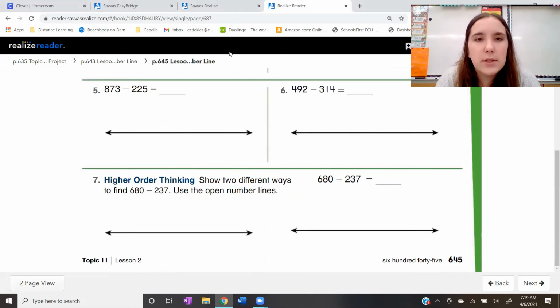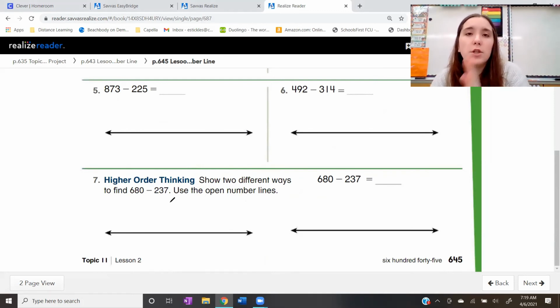Okay, number 7 says, show 2 different ways to find 680 minus 237. Use the open number lines. So on our first open number line, we're going to make all the jumps. So we're going to show every 100 and every 10. And we'll see about the ones. And then for our other way, we're going to make bigger jumps.